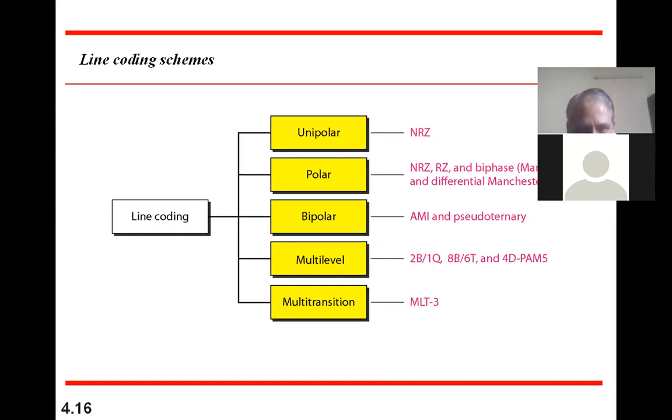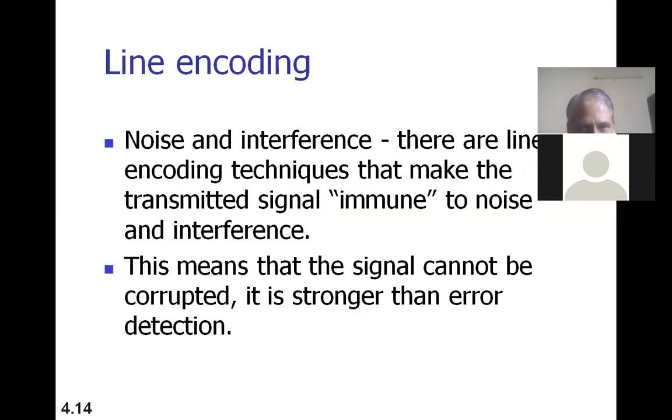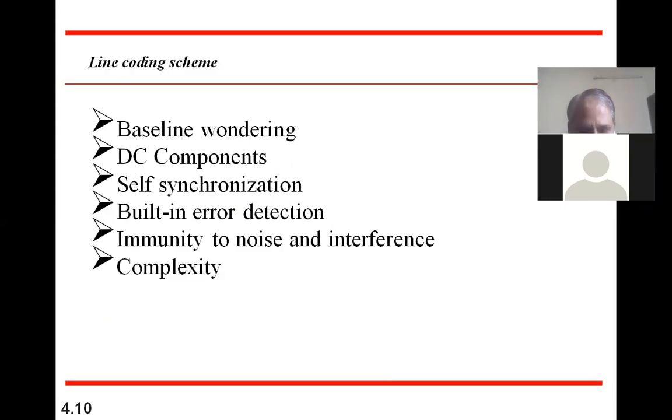Each one has different characteristics, but while choosing a line coding, we have to ensure that baseline wandering is minimized, DC components are avoided, self-synchronization is possible, built-in error correction is available, immunity to noise and interference to some extent, and less complexity. These are the aspects we keep in view while selecting a line code skill.